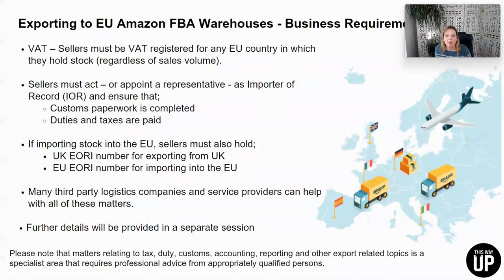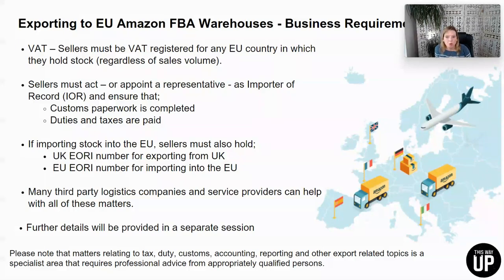Secondly, when you are sending stock to the EU, either you or your appointed representative will be classed as the importer of record, meaning that you're responsible for ensuring completion of customs paperwork and export procedures, along, of course, with any payment of duties and taxes. Third, there is a legal requirement for you to hold a UK EORI number for the purposes of exporting from the UK, and you also need to have an EU EORI number for the purposes of importing into the EU. Obviously, before Brexit, you just needed to hold a single EORI number which covered everything, but you now need both.